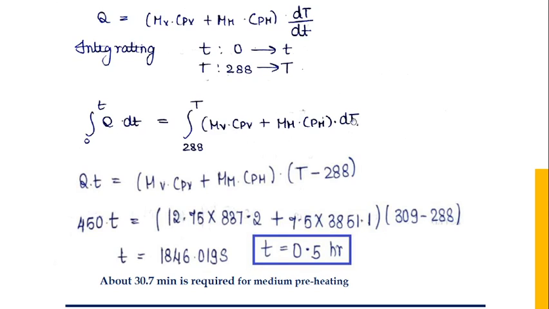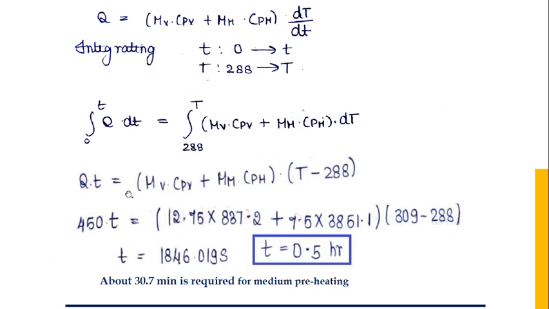When you integrate, it's a simple integration of mcp dT, with the integral limit of 288 to T, so T minus 288. All these are constants, and integrating a constant times dT gives the variable itself, T to the power 1. It's just like the integral of k dx, you get k into x. Now you have to put in the limits, substitute, and simplify.